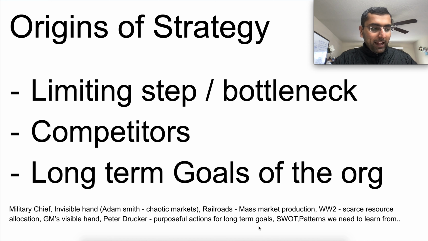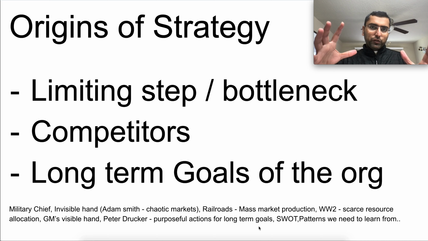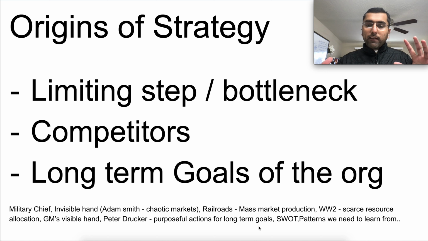And then The Invisible Hand by Adam Smith, who said, hey, there's chaotic markets. It's very hard for you to make any strategic impact on the market overall because they are disconnected. Railroads started with this connection where a lot of these companies and the markets were connected globally. And that changed the meaning of strategy.